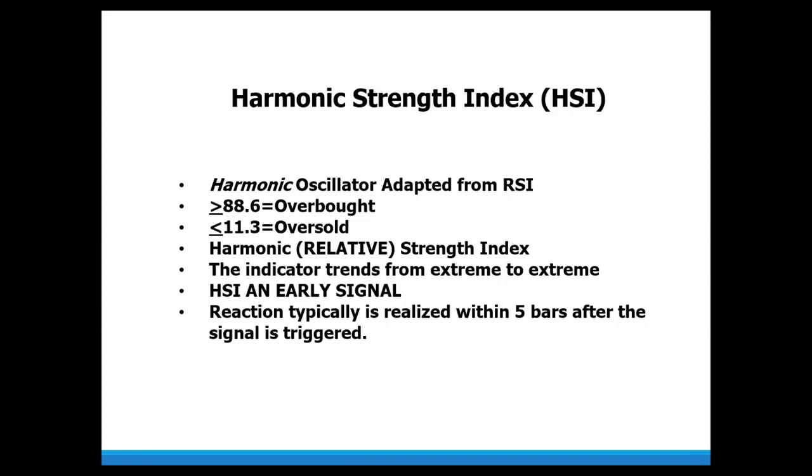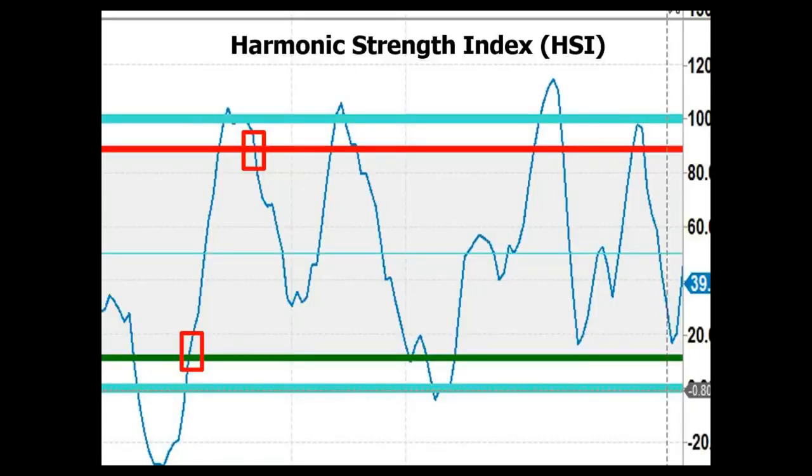Now this is similar to the relative strength index. We look for the indicator to move from one extreme to the next, but HSI is an early signal, but we look for that reaction within 5 bars after it has been triggered. Typically look at harmonic strength index levels. This is an example of looking at the extreme indicator move.